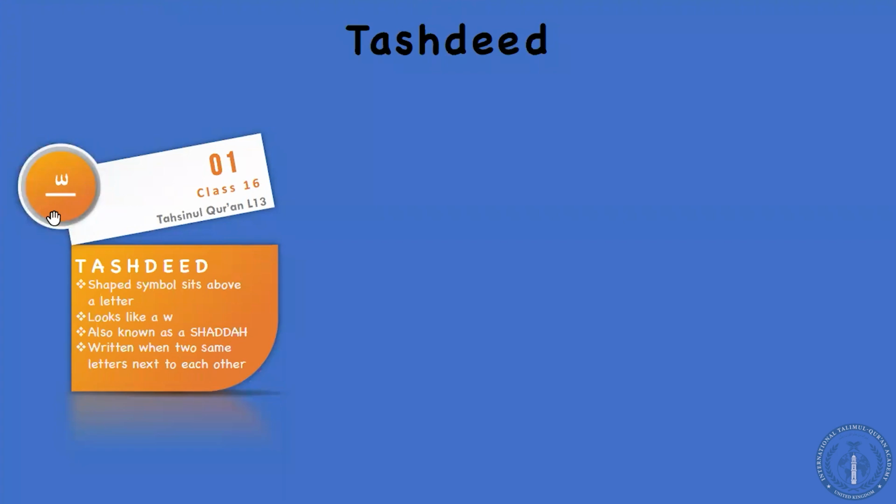Okay, like the letter W. And we can also call it a shadda. Okay, and we write this when we've got a letter that we want to write twice. So instead of writing the letter twice, we would just write this tashdid symbol on top of that letter, and that will tell us that that letter is written twice.